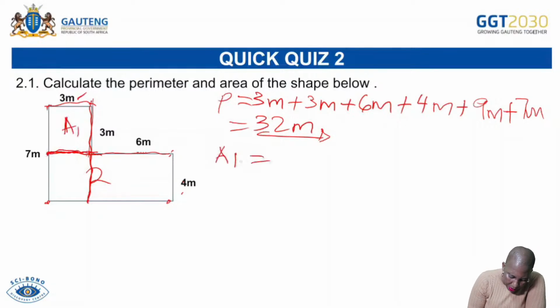Area 1 will be equals to what? It's a square. It is 3 meters multiplied by what? By 3 meters. It will give me 9 meters.